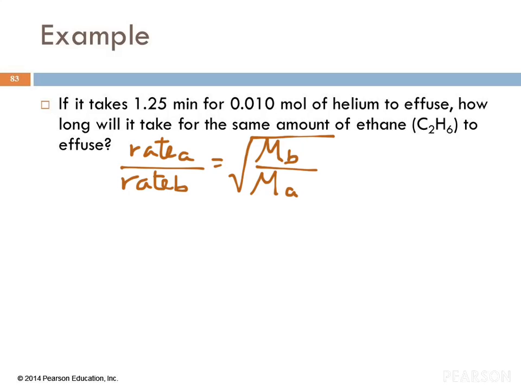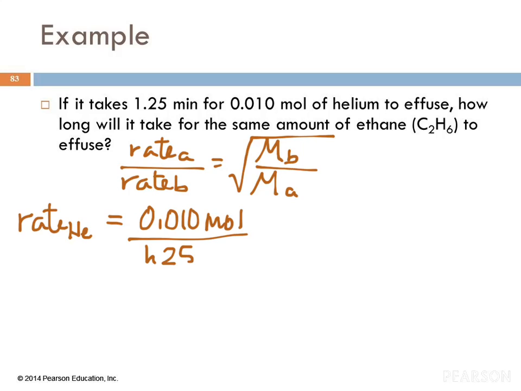So we could say that the rate for helium is equal to 0.010 moles per 1.25 minutes. And that would be the rate. That looks like a strange H.